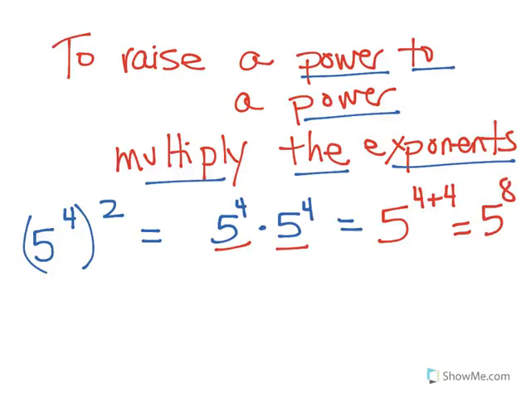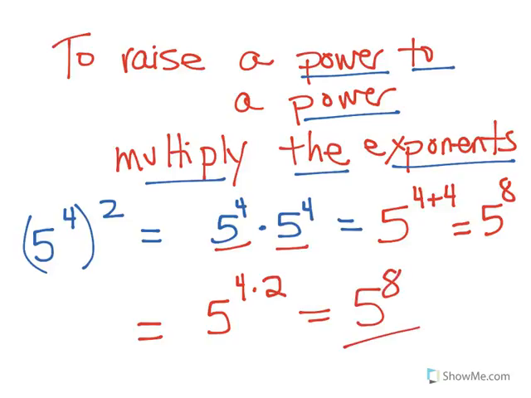But if we follow the rule of a power to a power, multiplying the exponents, that looks like this. 5 to the fourth raised to the second is 5 to the 4 times 2, which is 5 to the 8th. So we get the same answer, and we have now used our new rule: keep the base, and raising a power to a power, multiply the exponents.